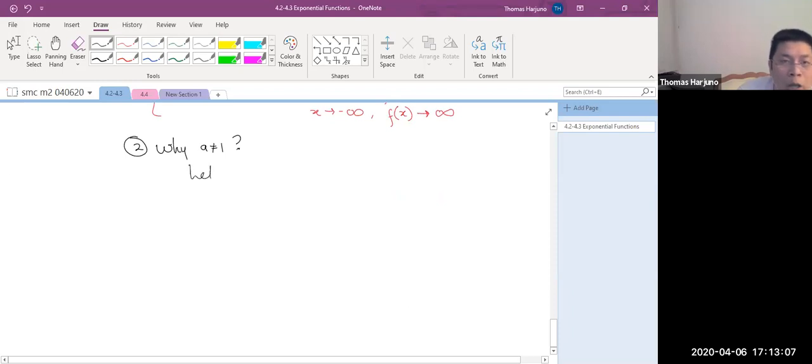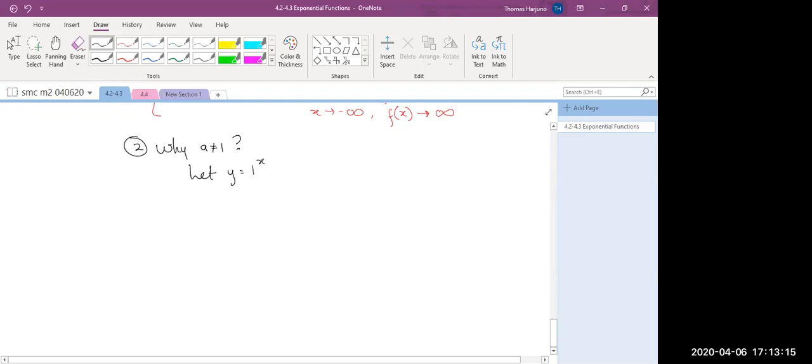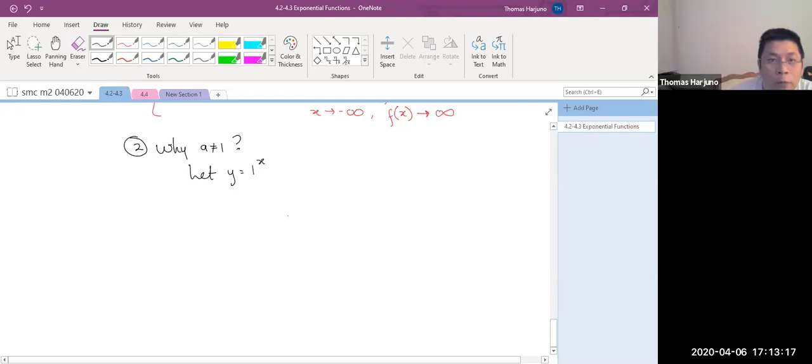Let y equal 1 to the x. Now, what is 1 to the x? 1. That equals 1 for every x, right? That's for every x. So when we graph that, this is actually just a constant function.